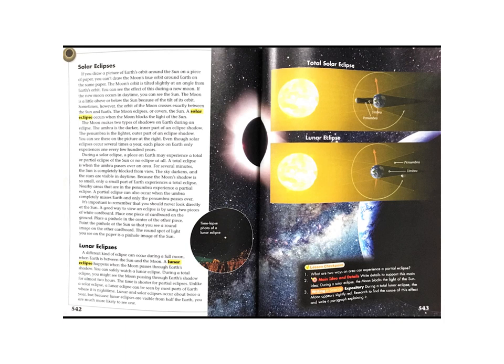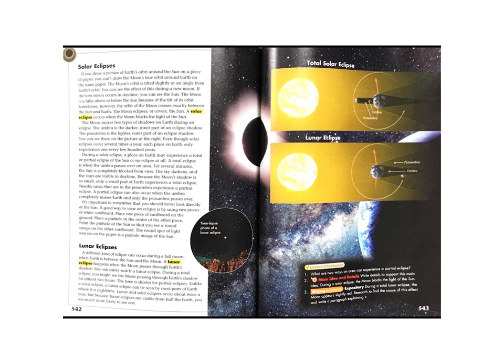During a solar eclipse, a place on Earth may experience a total or partial eclipse of the sun or no eclipse at all. A total eclipse is when the umbra passes over an area. For several minutes, the sun is completely blocked from view. The sky darkens and the stars are visible in daytime. Because the moon's shadow is so small, only a small part of Earth experiences a total eclipse. Nearby areas that are in the penumbra experience a partial eclipse. A partial eclipse can also occur when the umbra completely misses Earth and only the penumbra passes over.